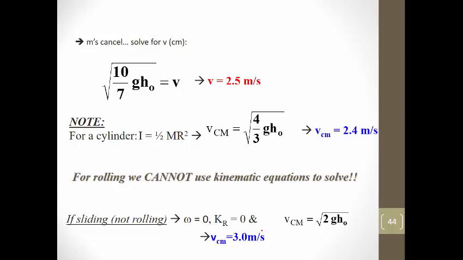If I change the object to a cylinder, now I go from 2/5 mr squared to 1/2 mr squared. Slightly changing the shape slightly changes the velocity at the bottom of the incline. If it was a box, so it was just sliding down, then it would go faster, 3 meters per second, because I'm not converting any of my initial potential energy into rotational kinetic energy. So it takes energy to make an object rotate as well as for it to move linearly.